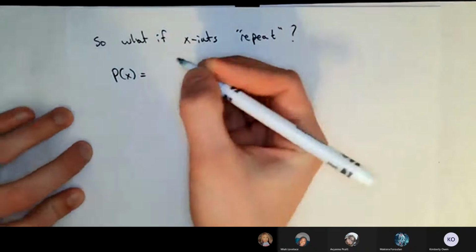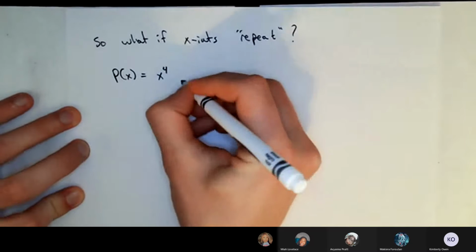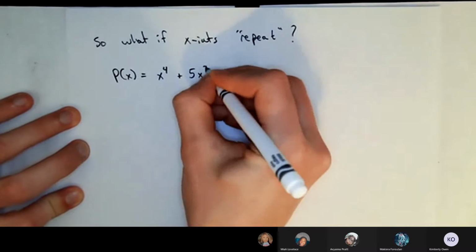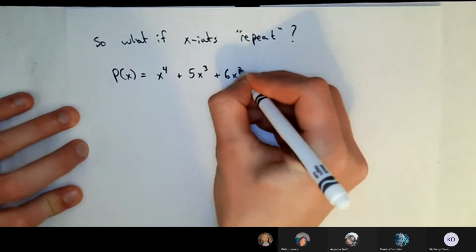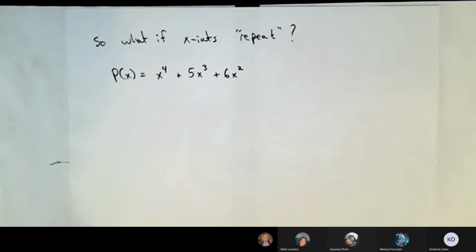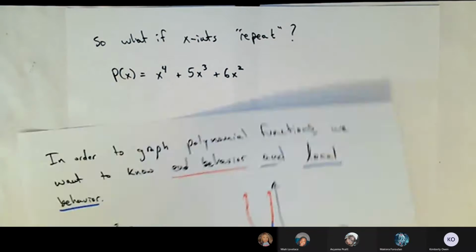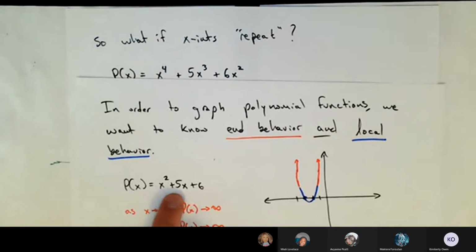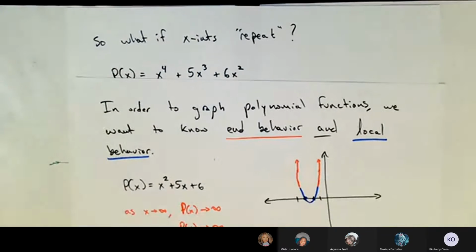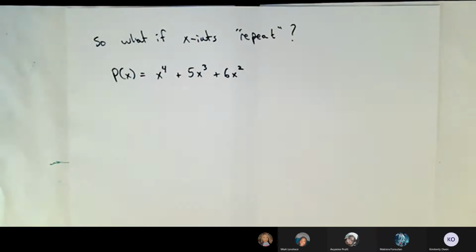Say I have p of x equals x to the 4th plus 5x cubed plus 6x squared. So you'll notice this is pretty much exactly the same as the example I just wrote here, except the degree has been increased. I've multiplied an extra x squared onto all of the terms. So let's see what happens.